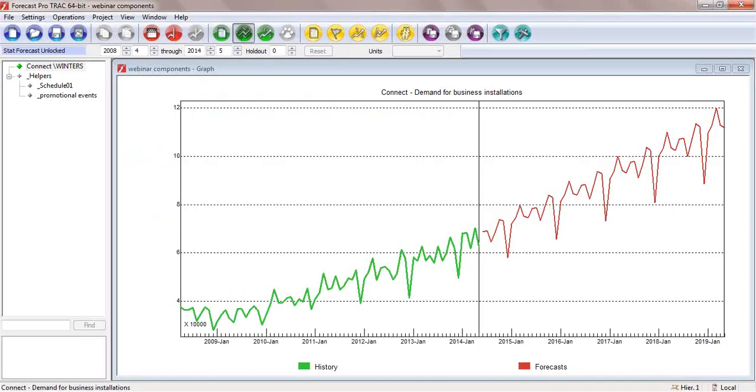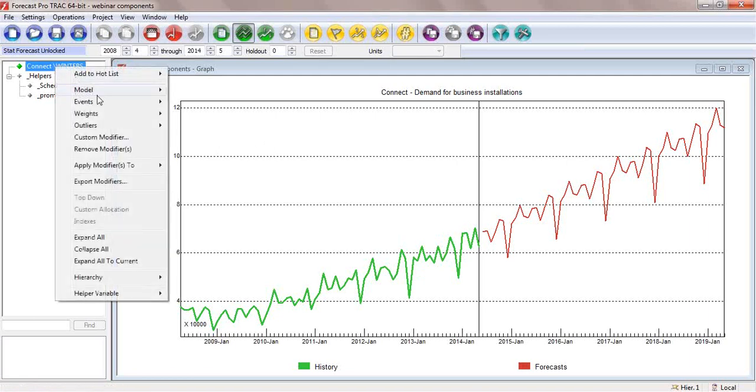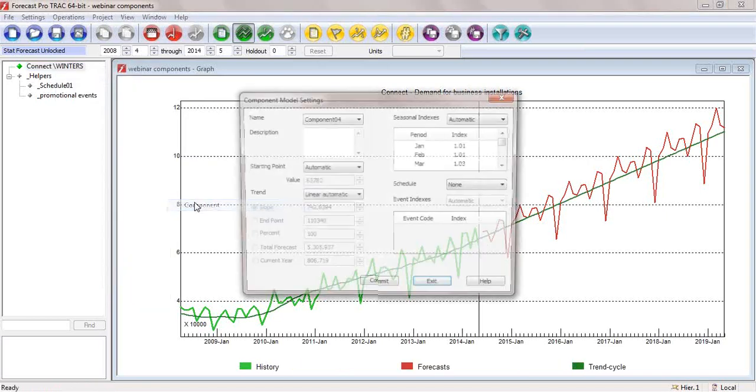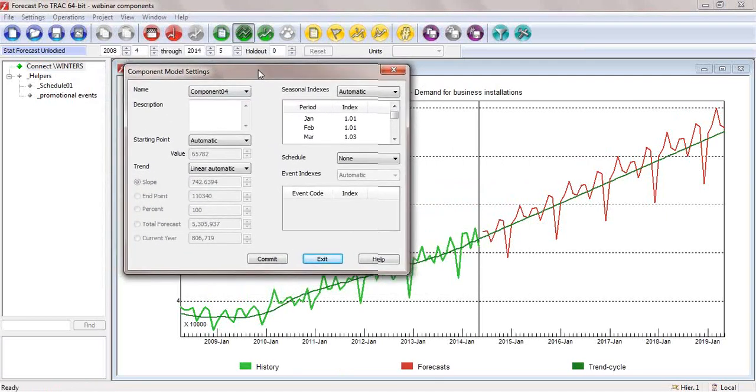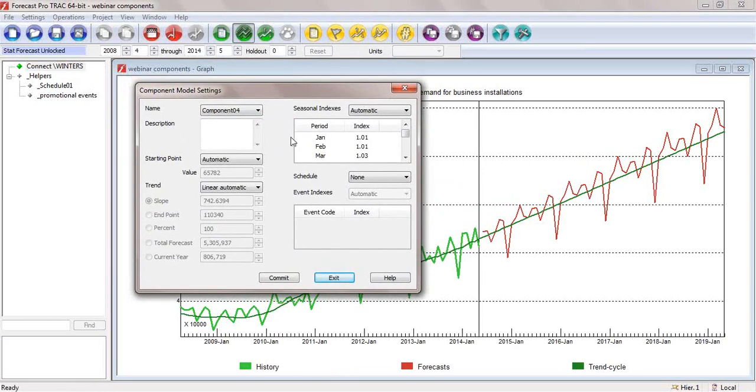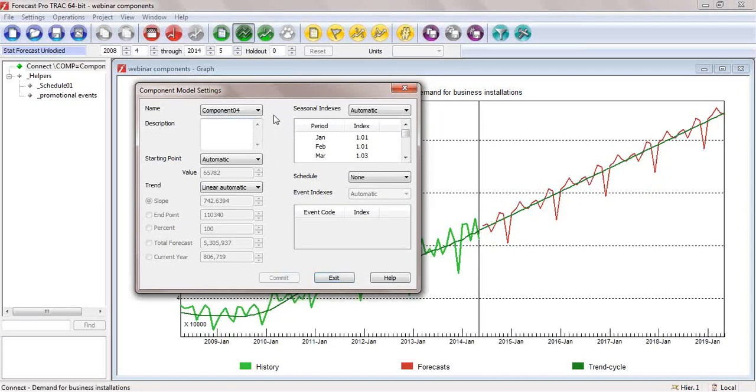So I'm going to go back to Forecast Pro, and I'm going to go into what's called the custom component model. And again, this is in beta test at the moment. What I want to notice here is we have a current forecast, and that green line here is the underlying trend, and the red line is the forecast. And it has different components. First of all, it has a starting point, which is about 65,000. So that's right here. Okay.